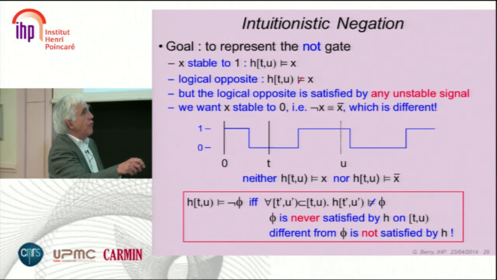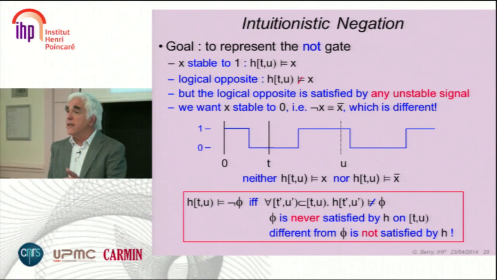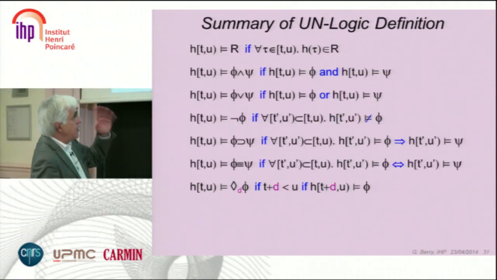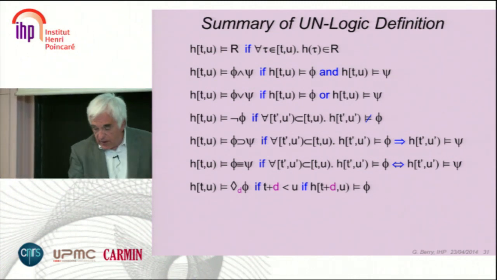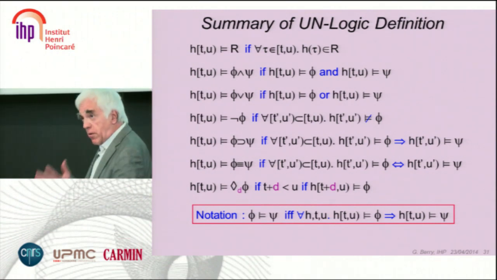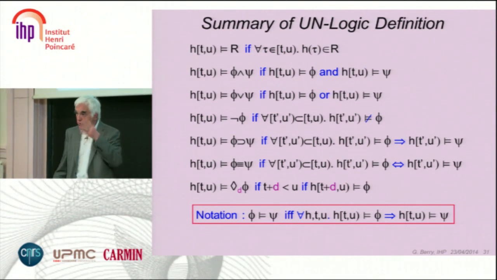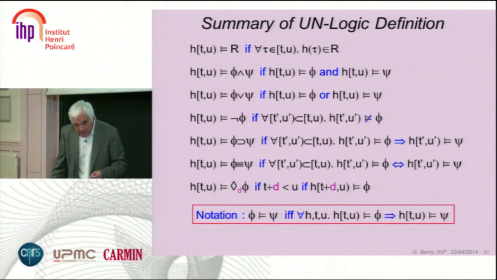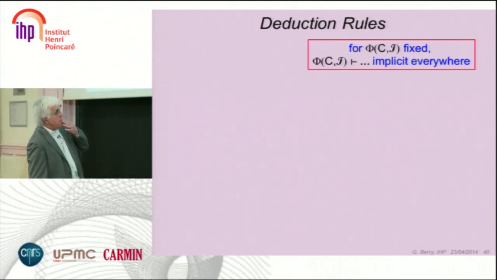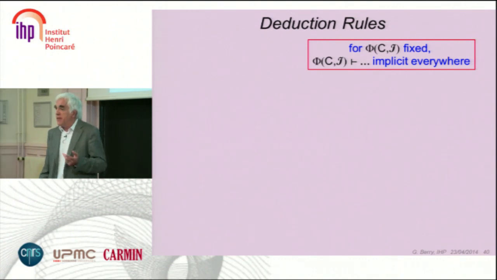So, negation is: phi is never satisfied, and different from phi is not satisfied. And here modality makes the intuitionistic character very clear. So this is the whole logic, just to remember what it is. That's a model where you have trajectories on real numbers or rational numbers, it doesn't matter. And this is the whole logic about histories. Then, computing with this logic, the logic doesn't help by itself.